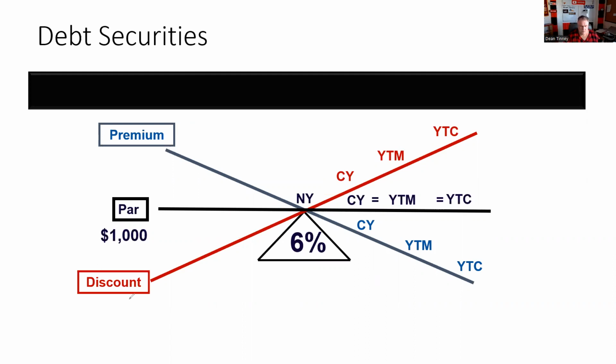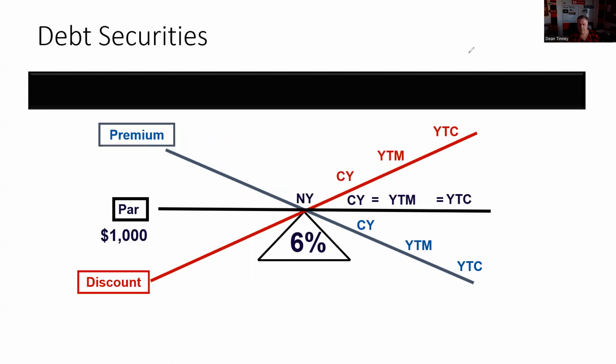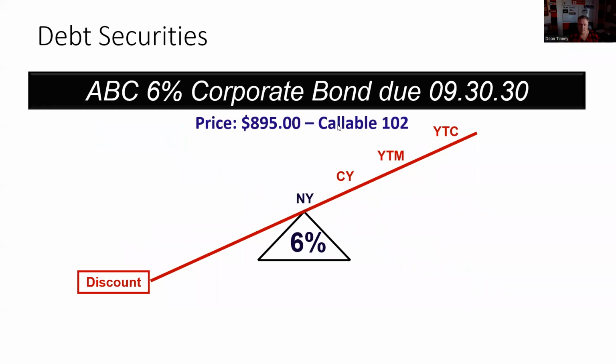So we had determined that this was a bond at a discount. So now in terms of our teeter-totter, we know that we're going to be using that line. And we were given the nominal yield of 6%. As we said, we're going to have to be able to do the current yield. And we know that the yield to maturity and yield to call will be higher than that current yield.